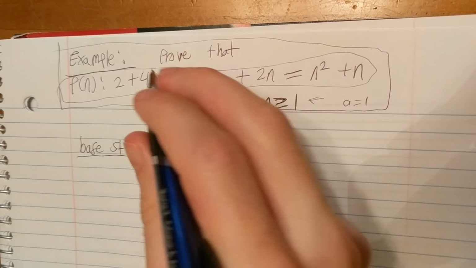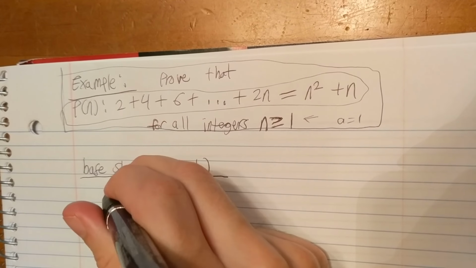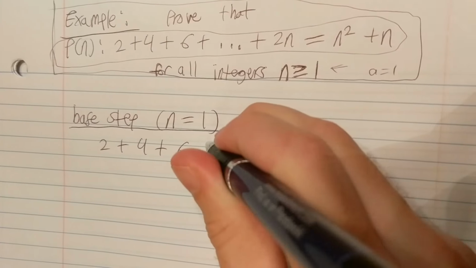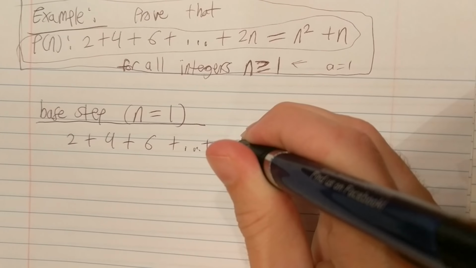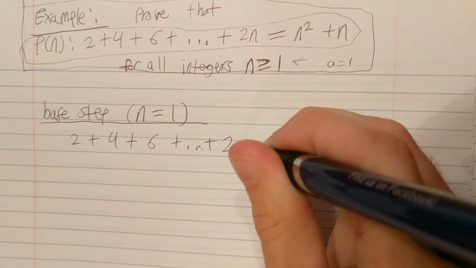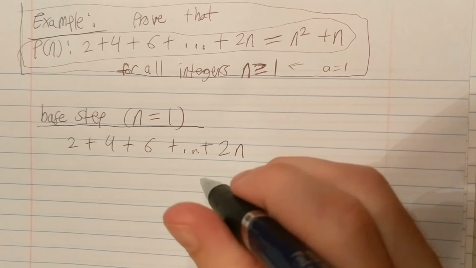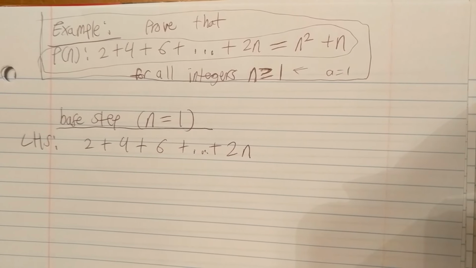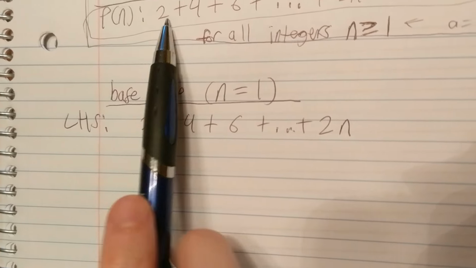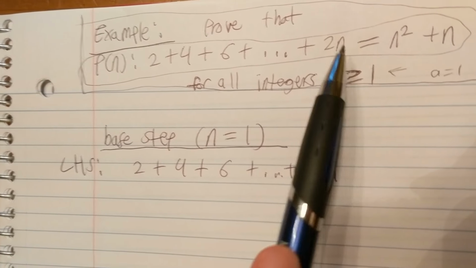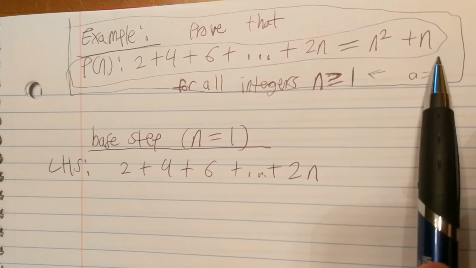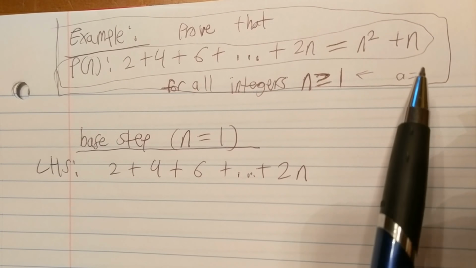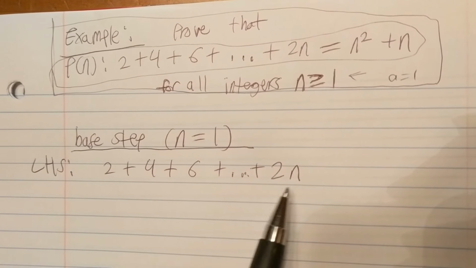So we have our equality that we're trying to prove. 2 plus 4 plus 6, and so on, all the way up to 2n. And this is the left-hand side of our equality. So first we're going to find out what the left-hand side of the equality is for n equals 1. Then we're going to find out what the right-hand side is for n equals 1 and show that they're equal. And that'll prove this equality for n equals 1. So here's our left-hand side.